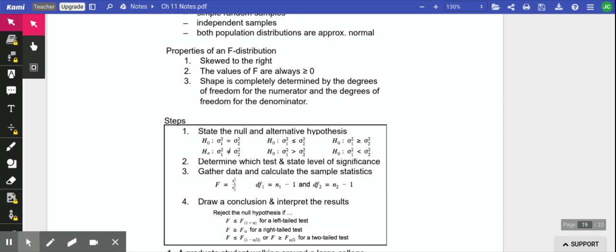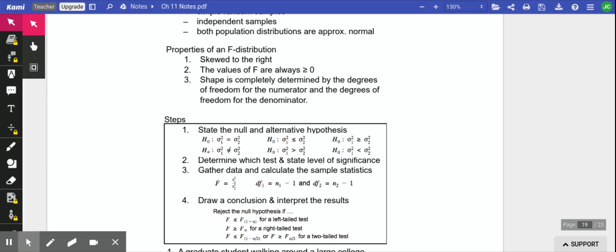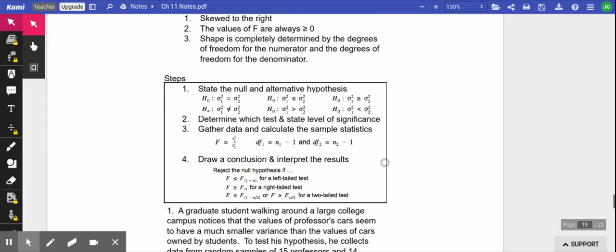So the steps for hypothesis testing should look super familiar. We're going to write the null and alternative hypothesis. You might have a two-tailed test. This would be a right-tailed test because it's greater than, and then a left-tailed test because it's less than. We're going to determine our test, which is going to be an F distribution, and level of significance. The data we're going to need is we're going to calculate our F. It's based on the standard deviations of our two samples, and then our degrees of freedom. And we can use rejection regions or p-values.